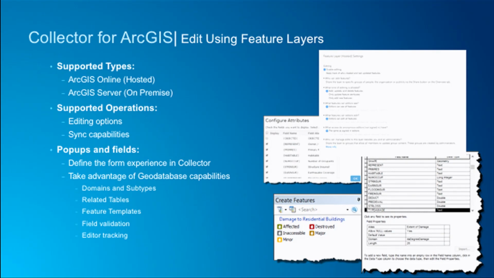Supported types for these feature layers, both hosted layers within ArcGIS Online as well as on-premises feature services. How many people are using on-premises feature services with Collector? A good chunk of you. And how many are using a version transaction model? About half of those. Interesting. How many of you are also managing the versions yourselves with Python or have somebody else that does that? It's like, oh God, yes, it's me.